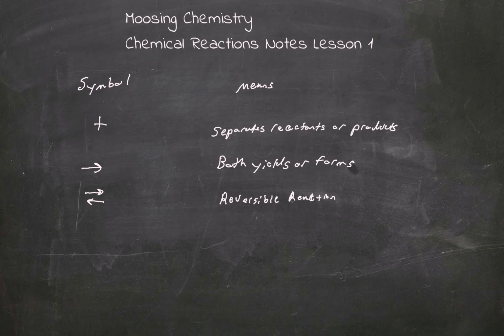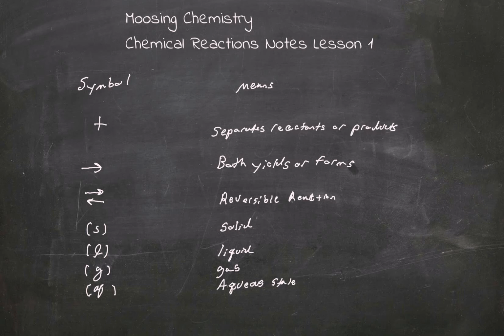Other symbols that we've talked about in the past, things like this means solid. That means the compound or the element is solid. This means that it's in the liquid state. This means it's in the gas state. And of course, this means the aqueous state, which is a solid dissolved in a solution. Okay? So this is the aqueous state.